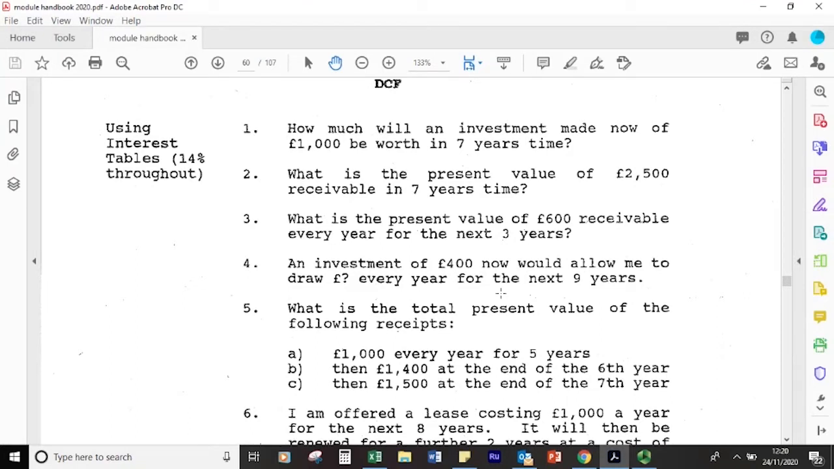Number 4, an investment of 400 now would allow me to draw every year for the next 9 years. How much? So the question is that if you want to have a regular income, let's say of 1,000 or 2,000 or whatever, this question actually helps us to understand how much we need to deposit now to have a regular income. So let's go to Excel.